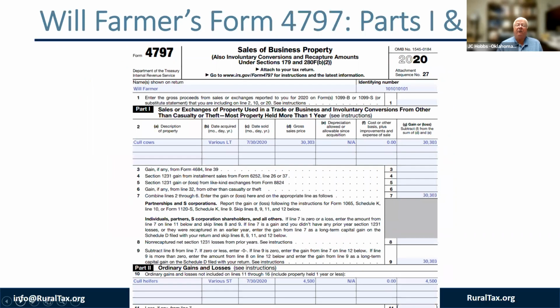Now we adjust for 4797, parts 1 and 2. Again, due to the problems with weather, etc., we had some more sales. Cull cow sales went up, 30,303. Cull heifers are 4,500. Now again, we're only dealing with lines 2 and lines 10. Nothing else off the 4797.